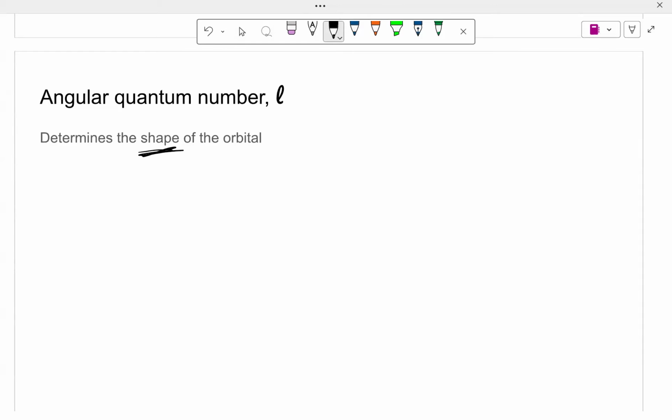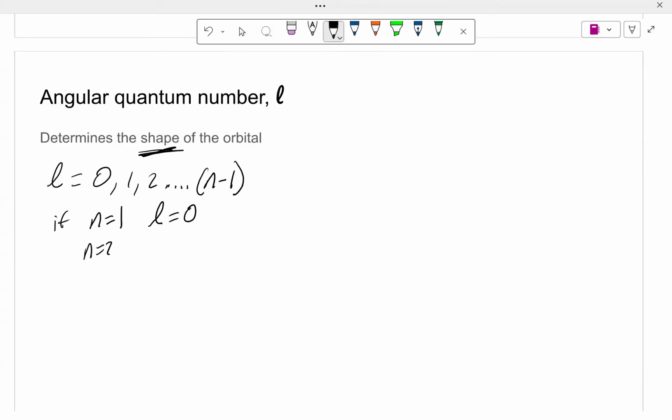Now, the allowed values of L can be 0, 1, 2, and so on up until you get to n minus 1. So for example, if n equals 1, remember that's the lowest energy level, that's the only value of n you can have. Well, what's n minus 1? 1 minus 1 is 0. So the only value allowed for L is 0.